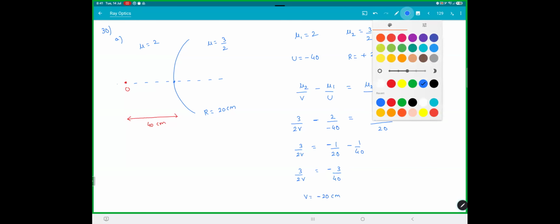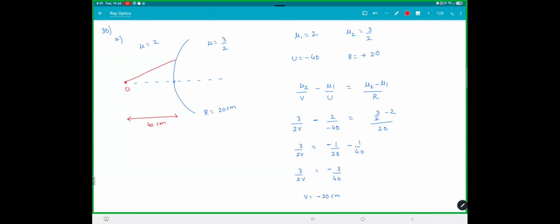Meaning what happened exactly? The light rays went here. Then they became something like this. So when you extend them backward, this is where the light rays are coming from. I mean, that's what an observer on the right side will think. 20 centimeters. So this is a virtual image.